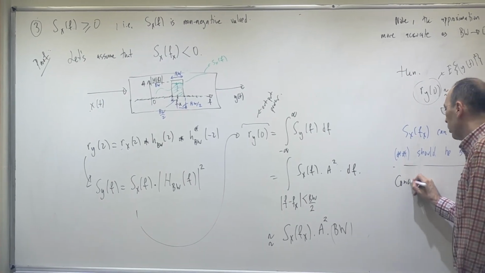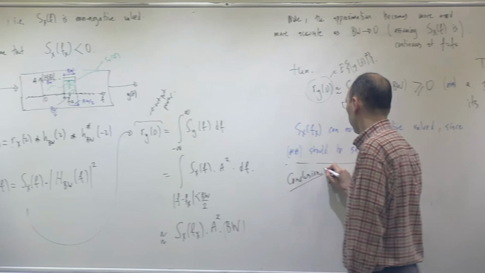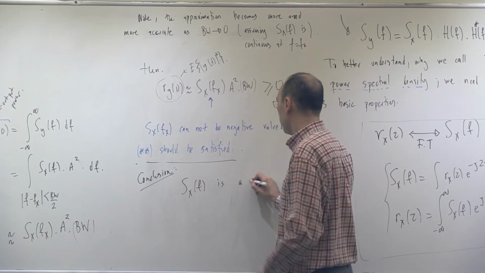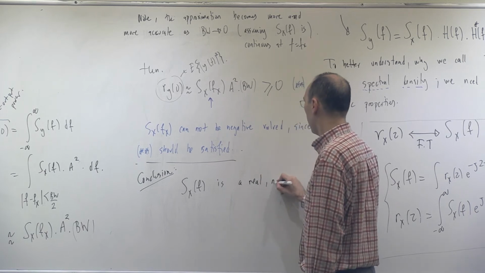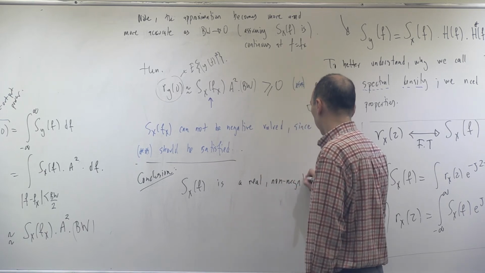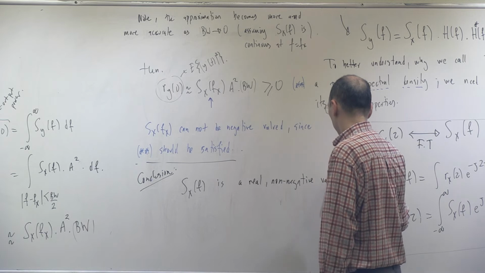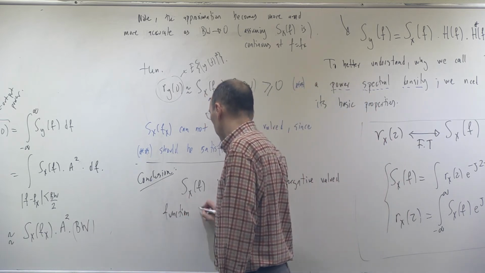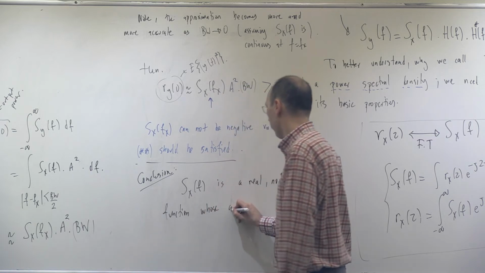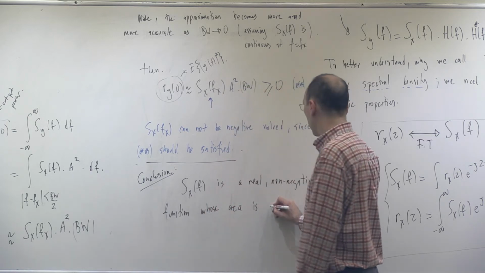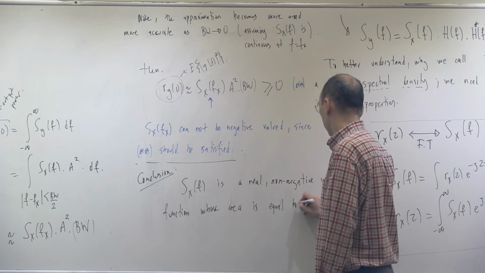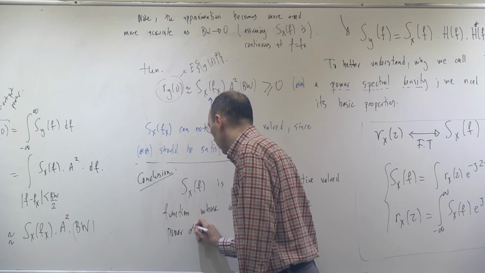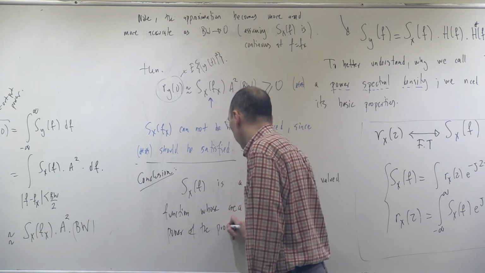So let me write a conclusion. Sx of f is a real valued, non-negative valued function whose area is equal to the power of the process. Power of the process.